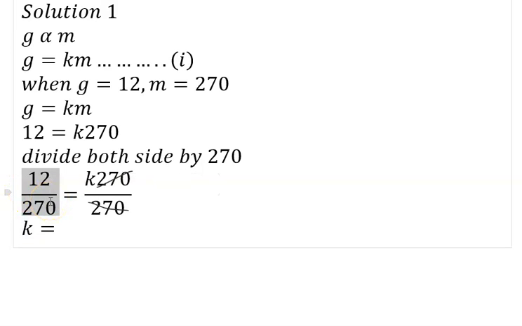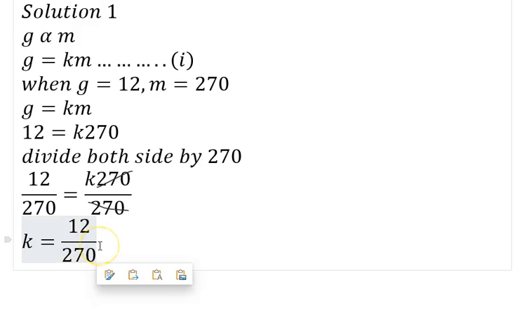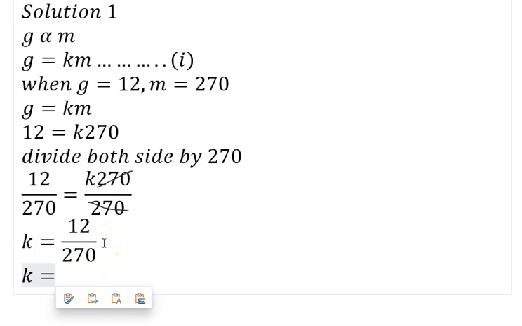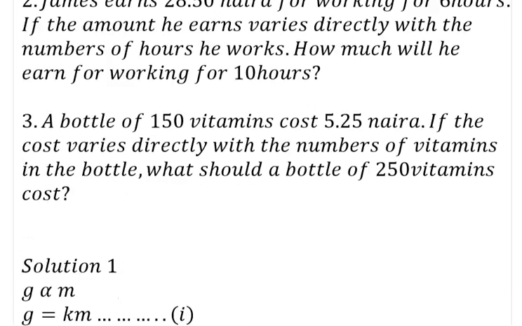Divided by 270. So if you bring out your calculator and punch 12 divided by 270, you have 0.044. Awesome. So that's the value of your key. Now, what's the question asking from us?